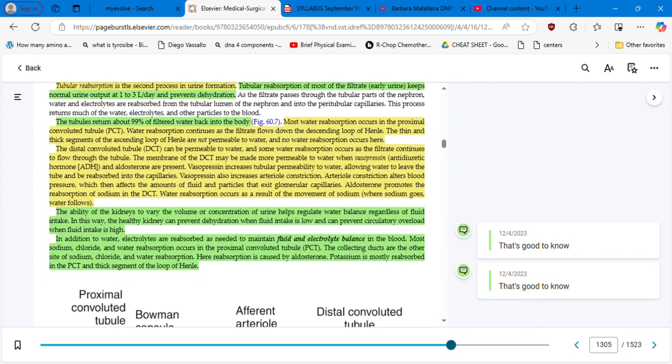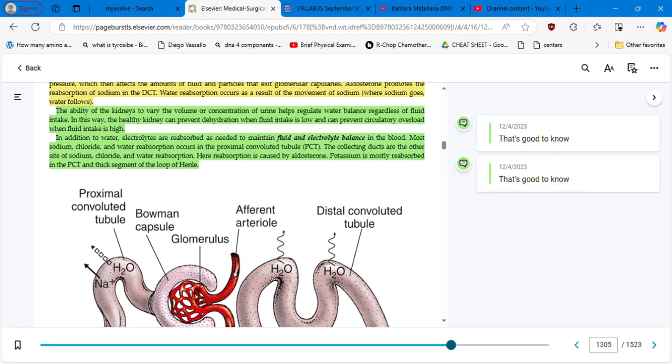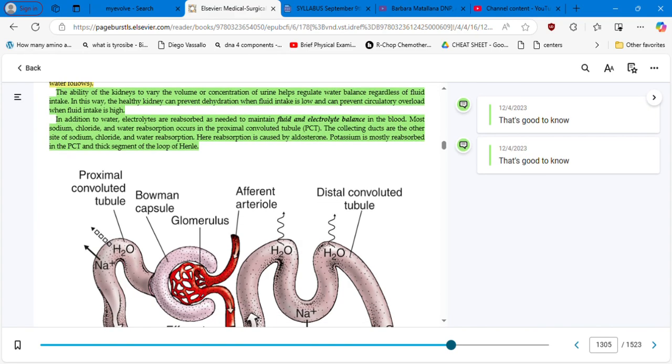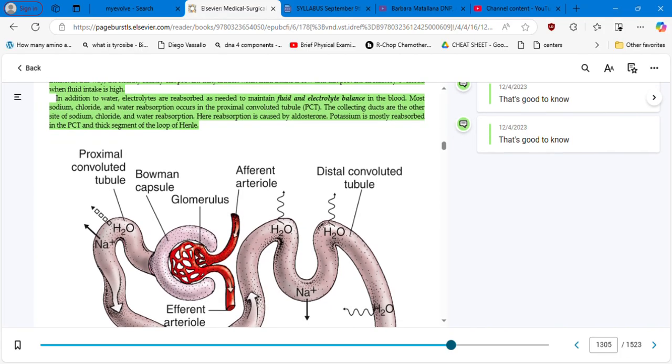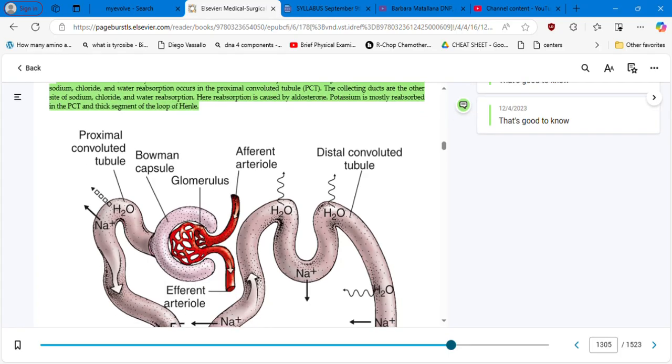That's important. The ability of the kidneys to vary the volume and concentration of urine helps regulate water balance regardless of fluid intake. In this way, the healthy kidney can prevent dehydration when fluid intake is low and can prevent circulatory overload when fluid intake is high. In addition to water, electrolytes are reabsorbed as needed to maintain fluid and electrolyte balance in the blood. Most sodium chloride and water reabsorption occurs in the proximal convoluted tubule, and the collecting ducts are the other site of sodium chloride and water reabsorption. Here, reabsorption is caused by aldosterone.